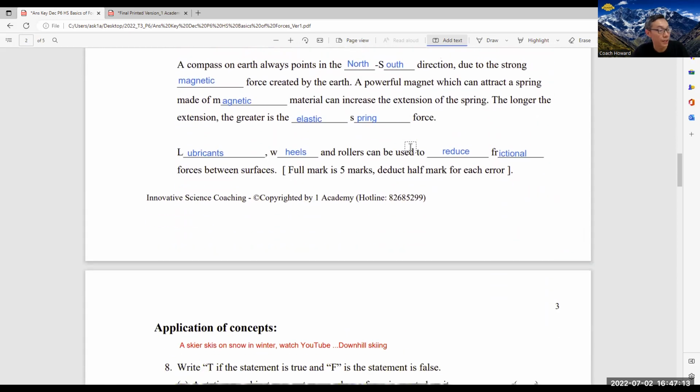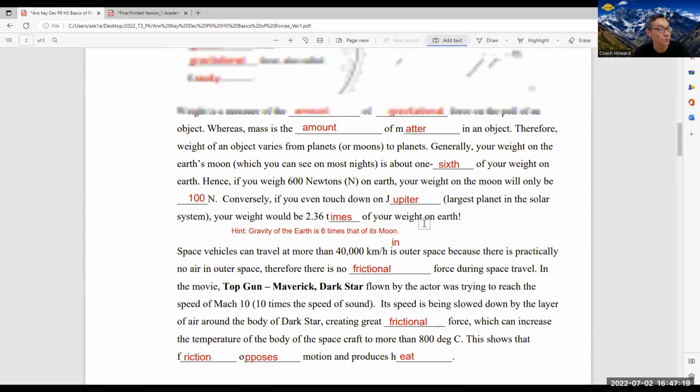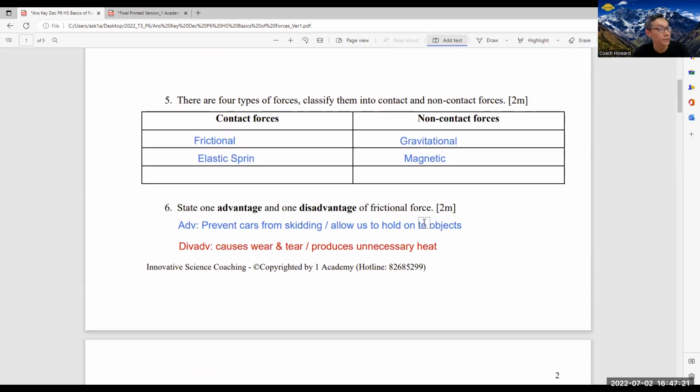For those who have just joined us, do take note of the questions I've gone through here. Contact forces are frictional and elastic spring force. Non-contact are gravitational and magnetic force. Why are they called non-contact? Because they do not need to touch each other's surface.